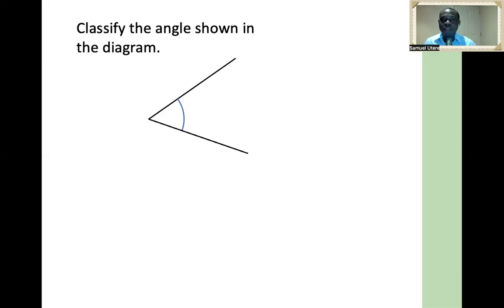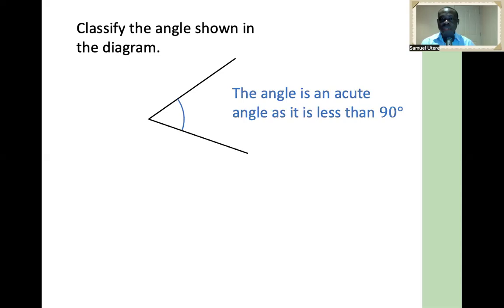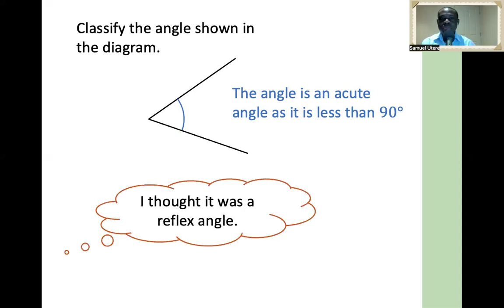Okay, if I ask you to classify this angle shown in the diagram, what would you say? Well, of course, we would say it's an acute angle. It is less than 90 degrees. It's obvious. But someone might say, I thought it was reflex. Of course, you may have observed that there could be a reflex angle there, but that is not the angle of interest because it is not the angle marked for us to classify.